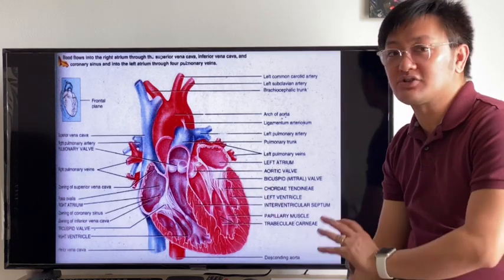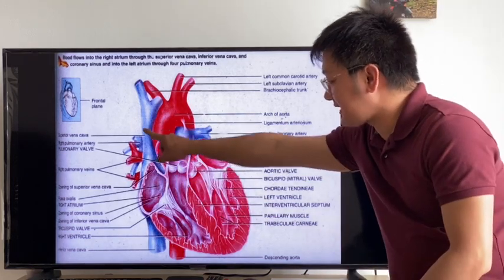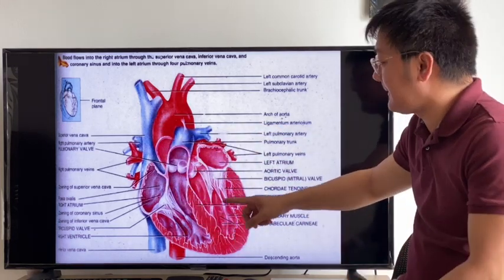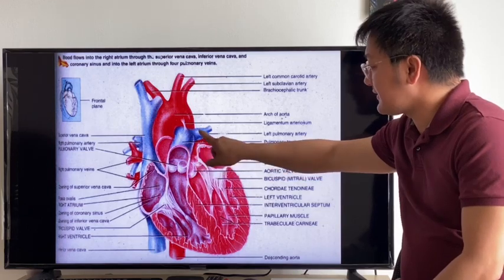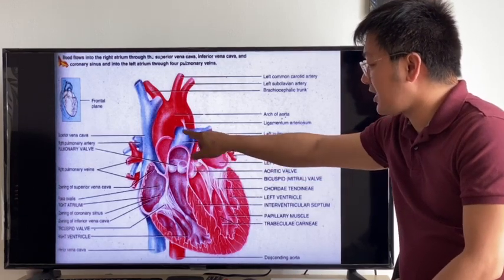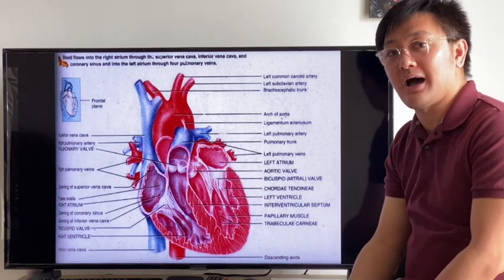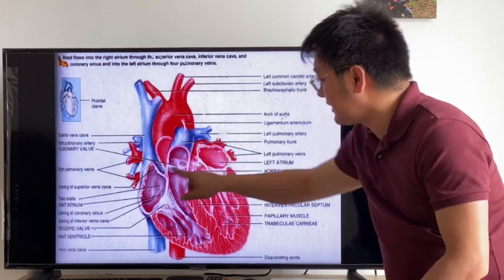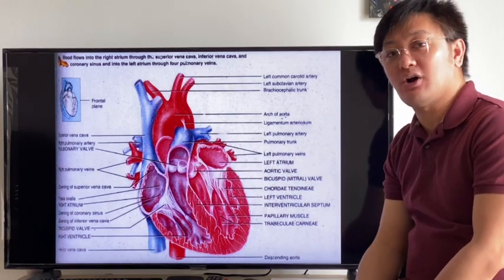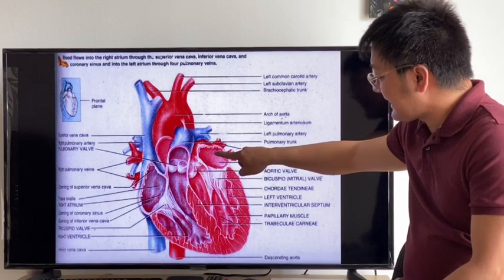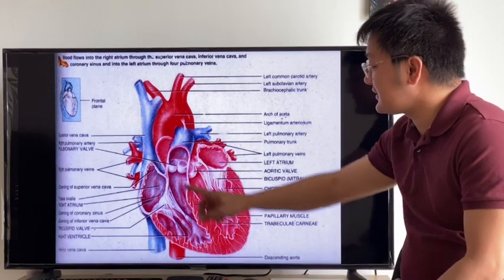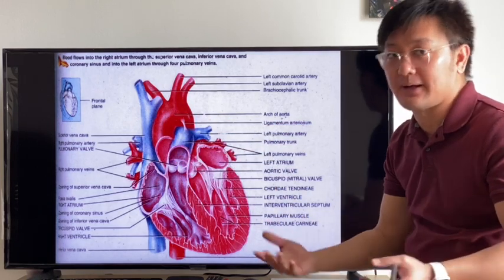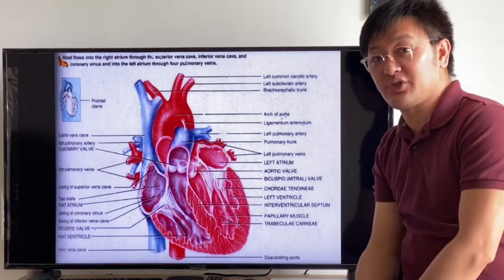Apart from these chambers, there are also other structures. You have your superior vena cava and inferior vena cava. This is your pulmonary trunk. These are the pulmonary arteries, the only arteries in the body that carry unoxygenated blood. Here are your pulmonary veins, the only veins in the body that carry oxygenated blood, okay? They go to the left atrium and left ventricle. This is your pulmonary trunk, and this is the arch of the aorta, or your aorta, okay? So identify the common structures in the heart.